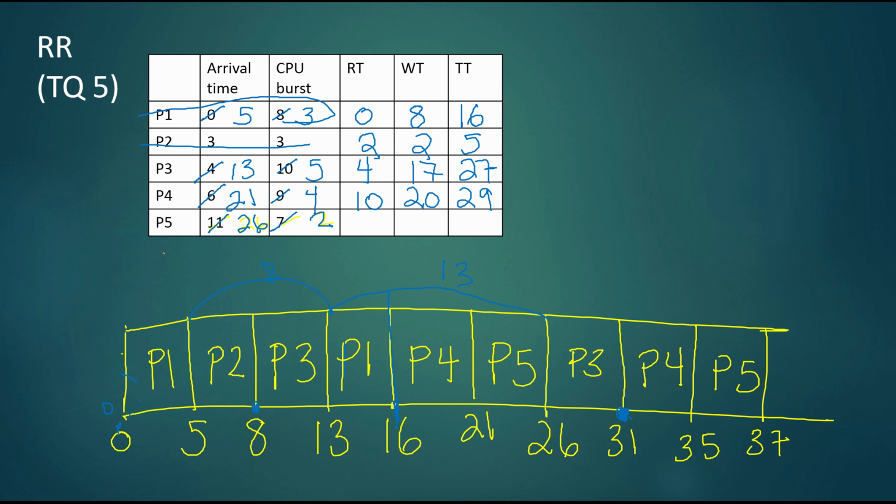And P5 arrived at time 11 and eventually got to the CPU at time 21, so waited 10 time units. Again, response time is a one-time measure. P5 finished at time 37, so the turnaround time is 26. And the total time that P5 waited was the first 10 time units, and then P5 had to wait again 9 more time units. So if you take these numbers and you add them up and divide by 5, you will get the averages.